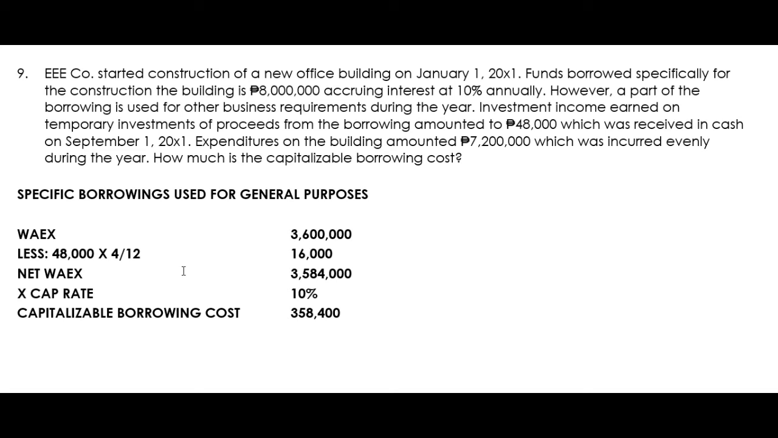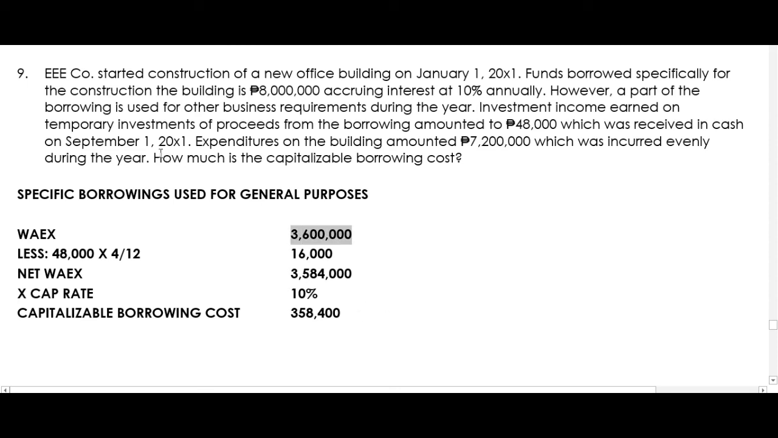So in that case, kapag ganyan yung mangyayari, it will be treated as if it is a general borrowing, okay? Pero you need to consider na magbabawas tayo ng weighted average expenditure based on the earnings ng temporary investment kasi kailangan pa rin natin siyang i-consider. So, paano yung computation? Sinabi, 7,200,000 daw yung nagastos pero it was incurred evenly during the year. So, again, simple average, 7,200,000 divided by 2. So, we will get 3,600,000.